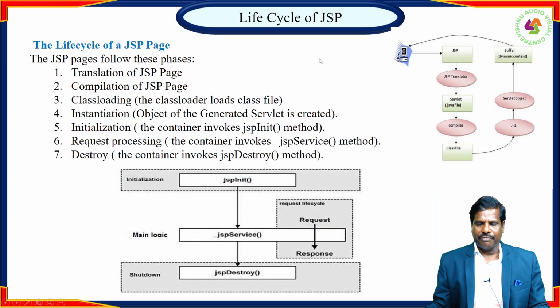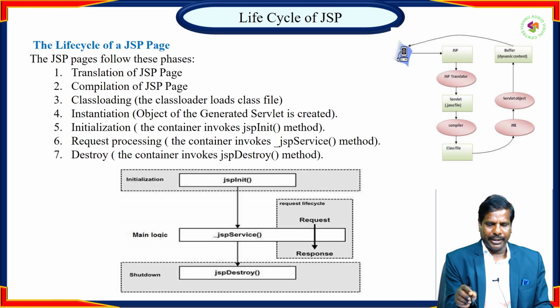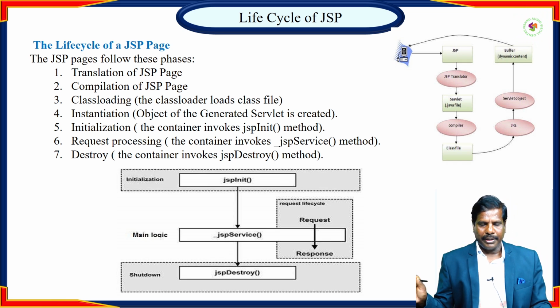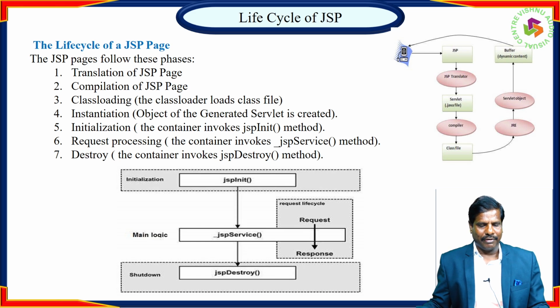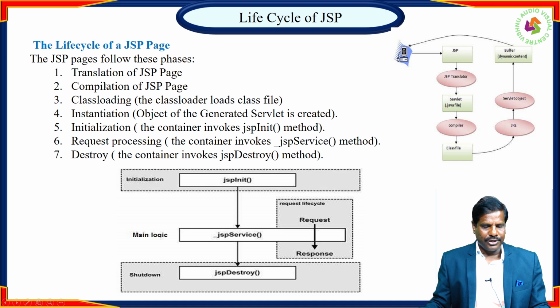And the life cycle of JSP. JSP has three main methods: jspInit, jspService and jspDestroy. We have some steps. First, translate the JSP page, that page is translated into a servlet, compiled, and loaded by the class loader. Next is instantiation, creating an object for the servlet. Then initialization, which invokes the JSP container.